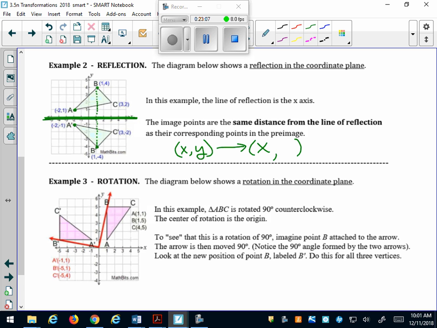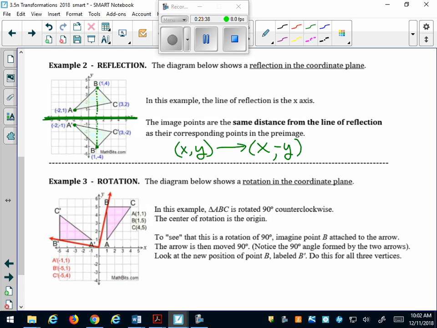It's the same x-coordinate. Right, but what happens to the y-coordinate? 1 for point A becomes -1. 4 for point B becomes -4 for B prime. 2 becomes -2 for C prime. So how would we express what happens to the y? Changes in what way? Yeah, it becomes -1, multiplied by -1. So you're going to write it as like the opposite of y.